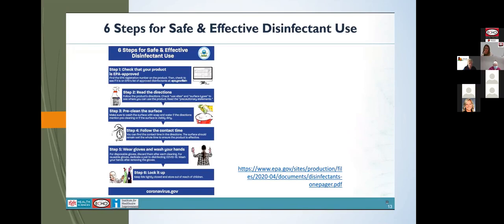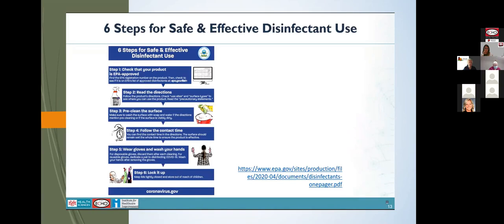The first step is that we check that our product is EPA approved. So we find the EPA registration number on the product, and then we have to check and see if it's on the EPA's list of approved disinfectants. And again, we know it's at epa.gov, and right now for COVID-19, it's List N.